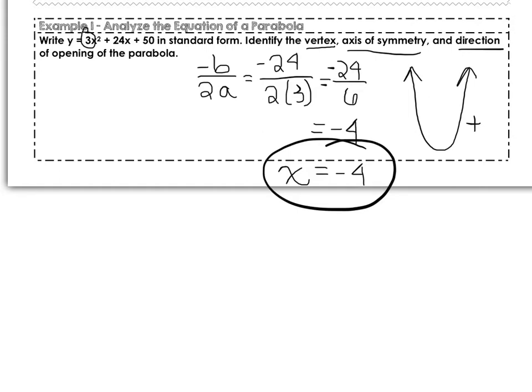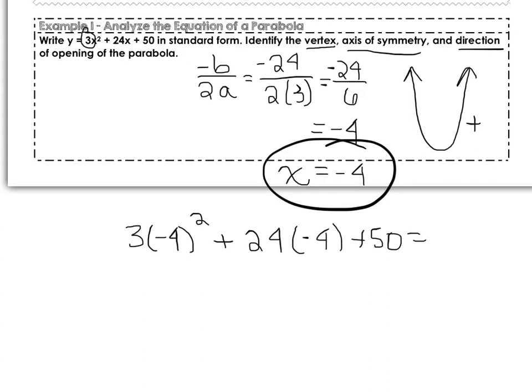Now to find the coordinate of my vertex, I need to plug in my value of negative 4 into my equation because I need to find its y coordinate. And so if I plug in negative 4 to my equation, I find a y coordinate of 2. So the coordinate for my vertex is at negative 4, 2.